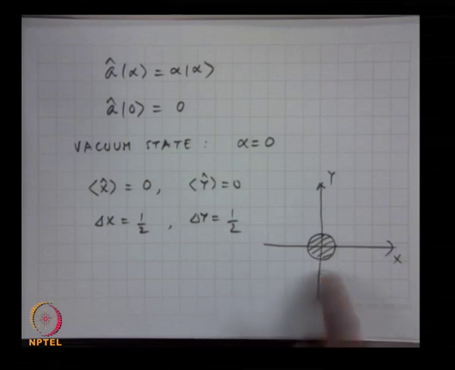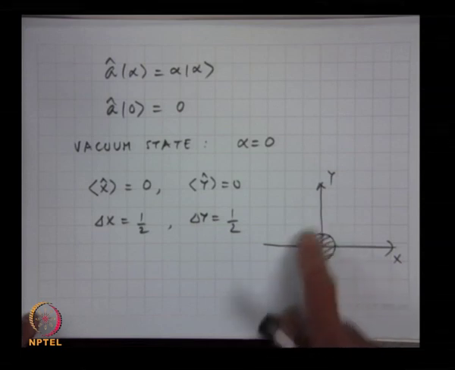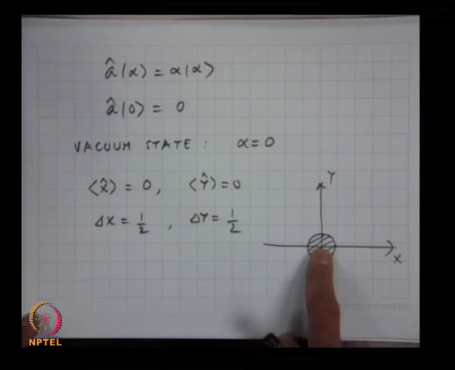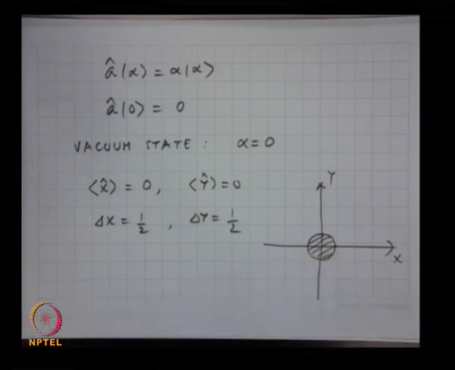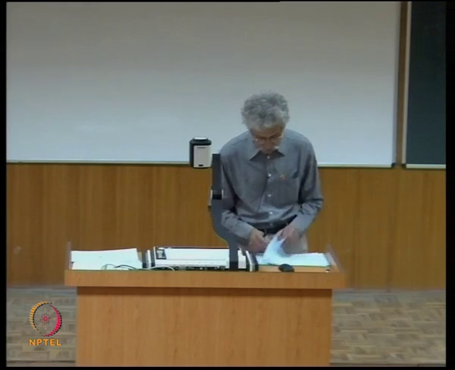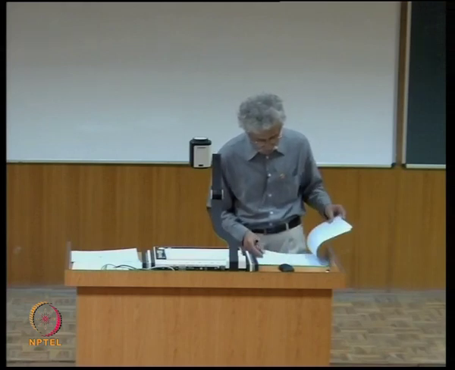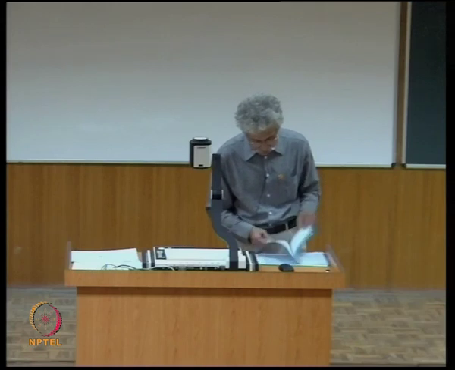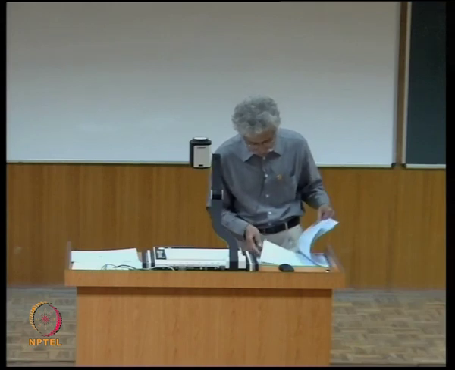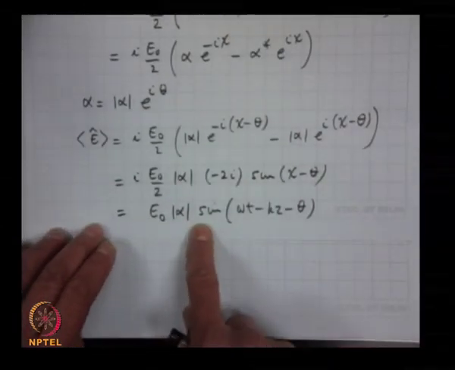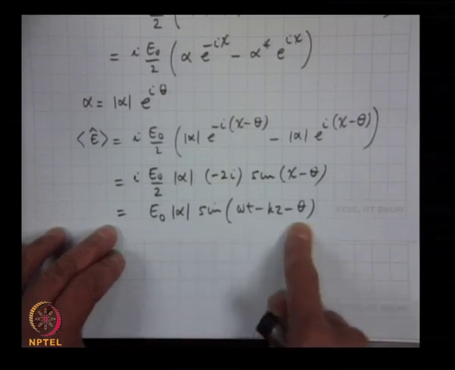And if you look at a vacuum state, this corresponds to a state in which the expectation values of x and y are 0, and the noise, the uncertainty in x and y, is still half. So coherent states are states which are closest to the classical electromagnetic field, because as you have seen here, the expectation value of the electric field in the coherent state varies exactly like in a classical electromagnetic field. Expectation value of electric field goes as E naught mod alpha sine omega t minus kz minus theta.